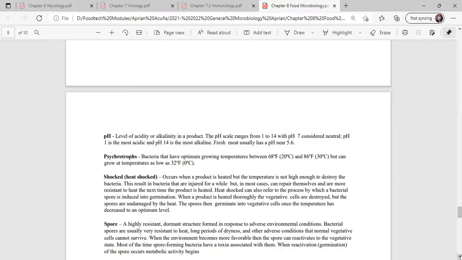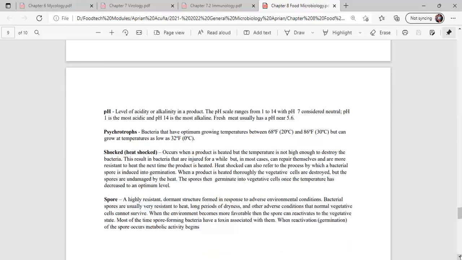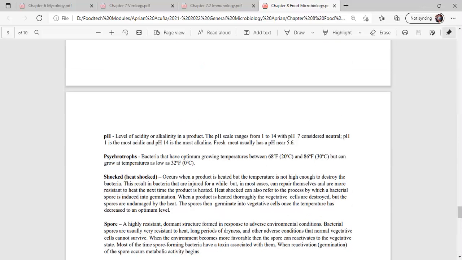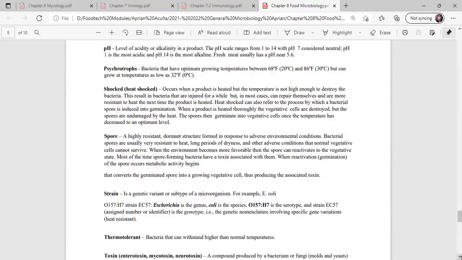Therefore, ang imo heat shock can also refer to the process by which the bacterial spore is induced to germination. When the product is heated thoroughly, the vegetative state or isang bacteria mo will be destroyed, but the spores are undamaged by the heat. The spore then germinates into vegetative state once the temperature has decreased to an optimum level, or mabalik siya sa normal nga stage.